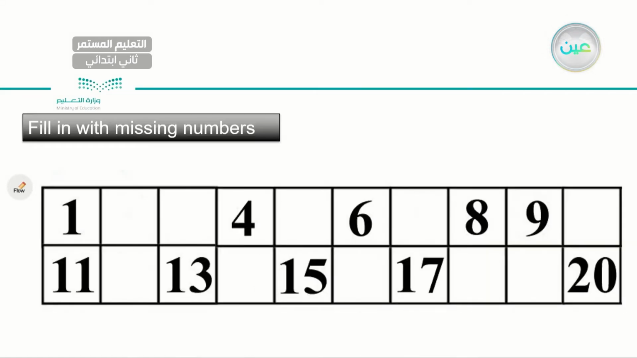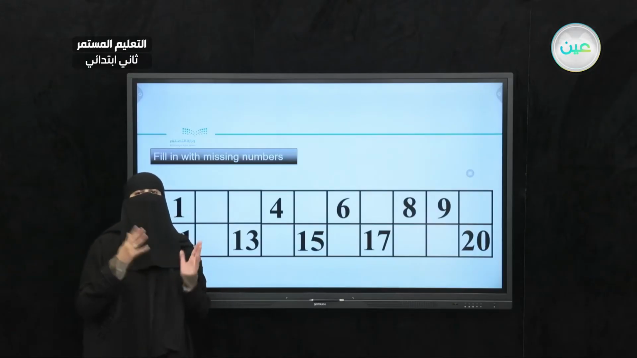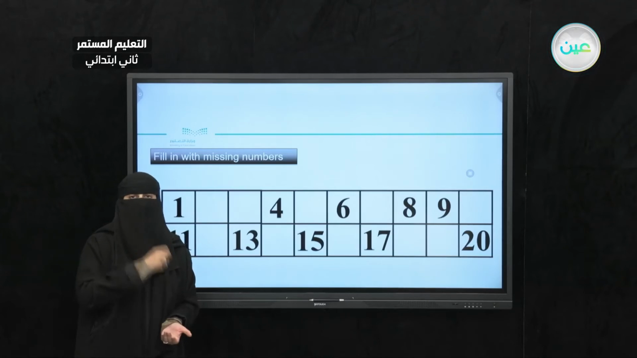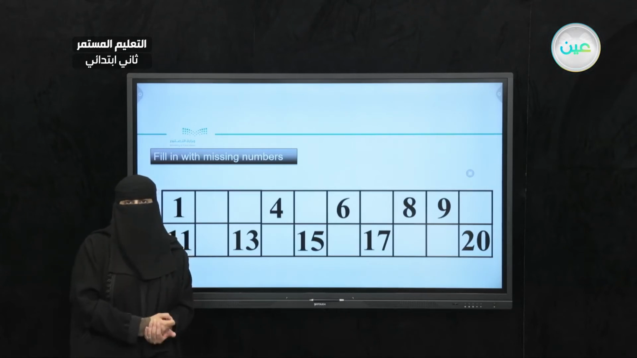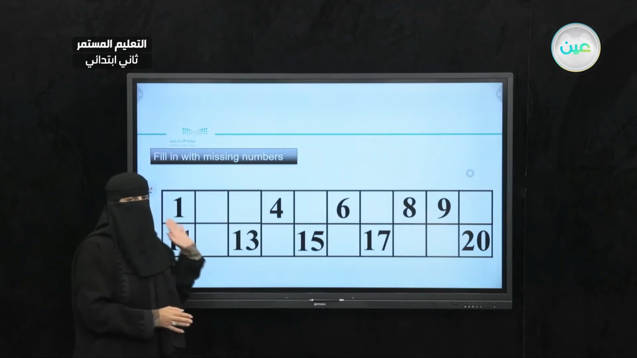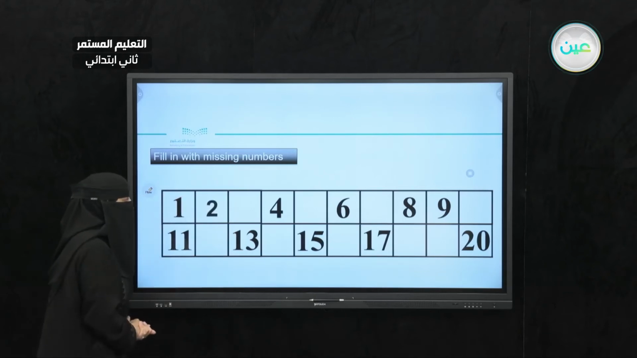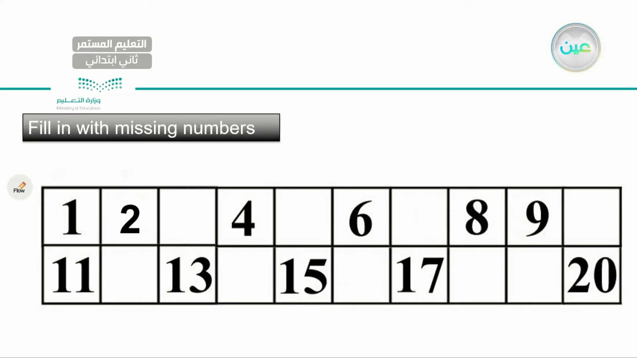Well done. Now, for this one, I need you to fill in with the missing numbers. As you can see here, I have all the numbers starting from number 1 till number 20, right? But I have missing numbers in between. What I need you to do, again, in your notebook, is to go ahead and complete this with the missing numbers. For example, what comes next after number 1 is number 2. So go ahead, try to complete it. I will give you 10 seconds for this one.